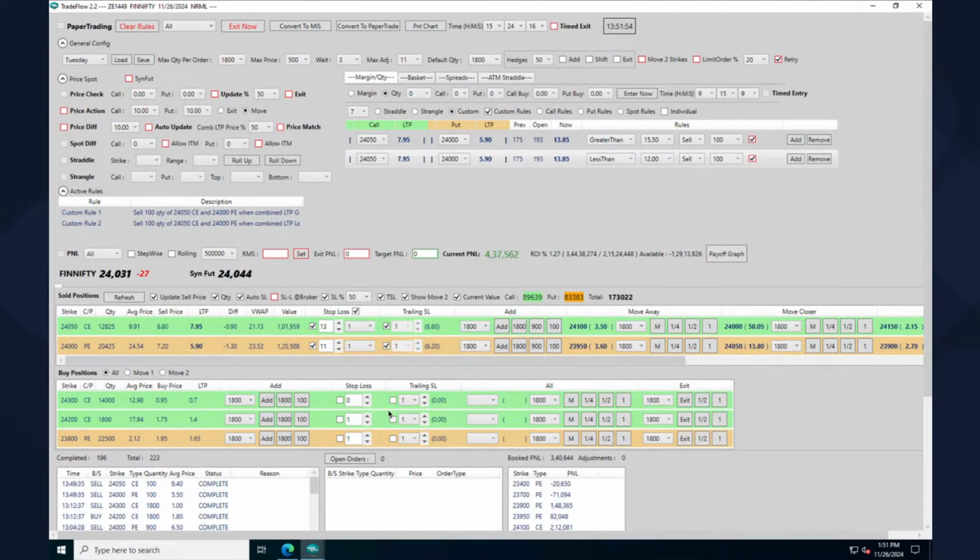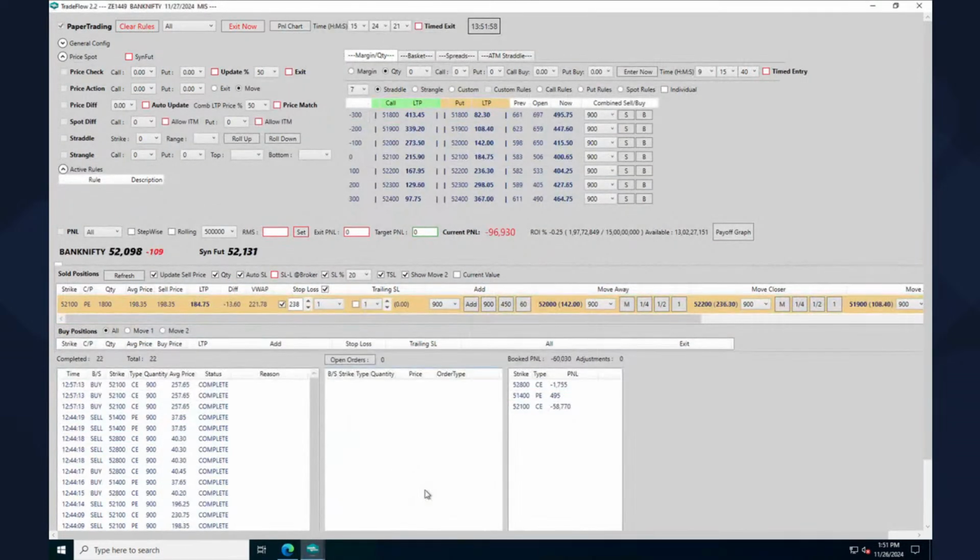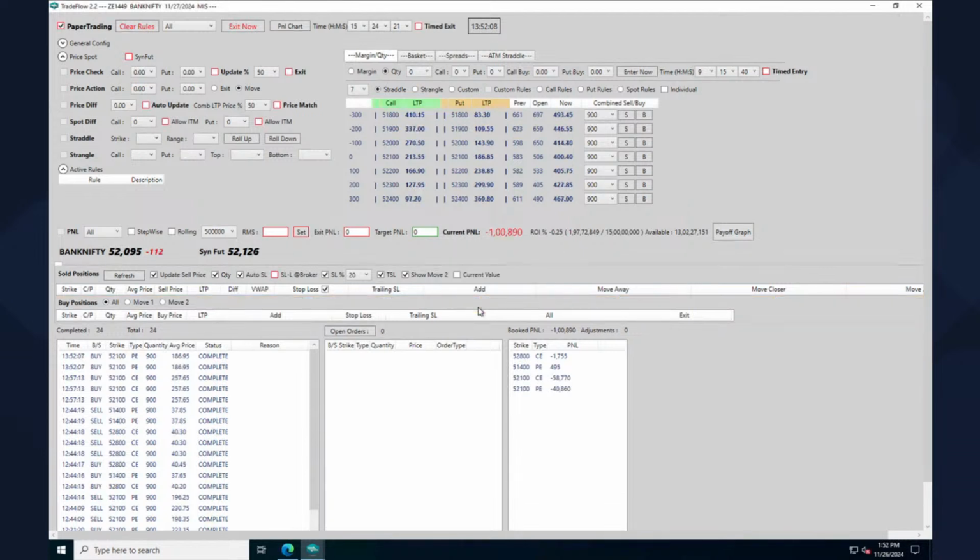Okay, let's look at what is happening to the dummy trade that we did. Again, there was an exit, and this is a paper trade, by the way. It's not the real one. I think probably I'll exit now. I will do one more paper trade, and this is basically banking.